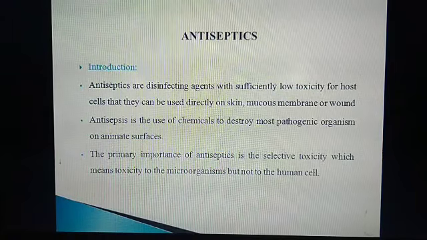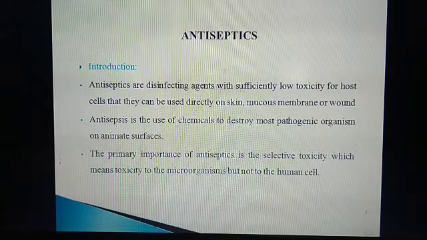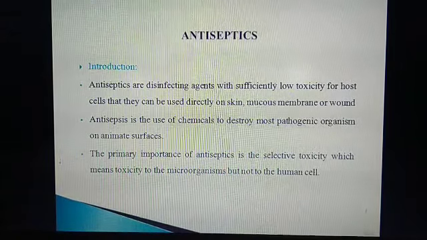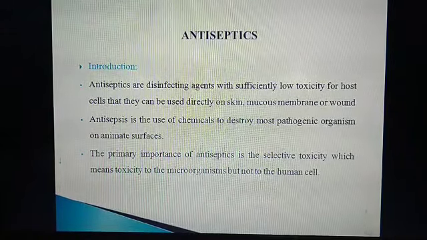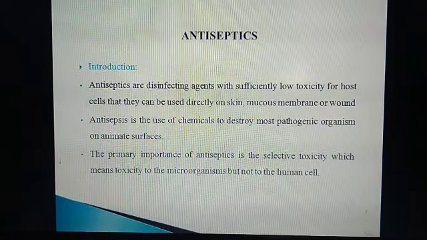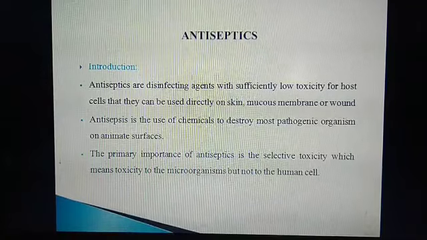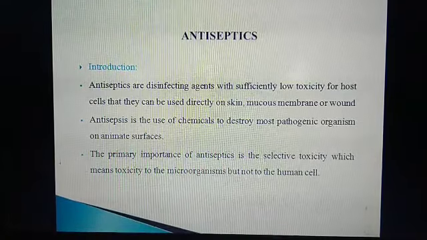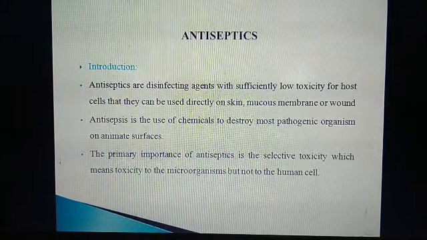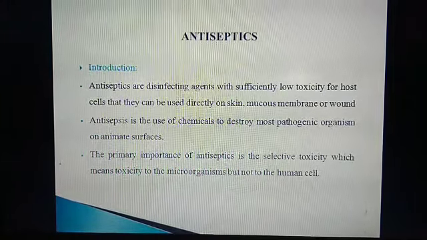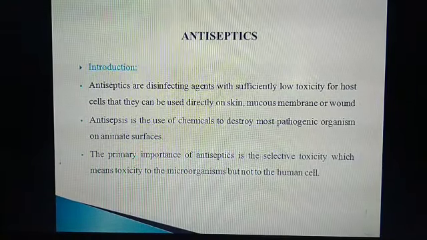So we can use these antiseptics directly on the skin, mucous membrane, or wound. Actually, sepsis or antisepsis is the use of chemicals to destroy most pathogenic organisms on animate surfaces. That means living surfaces, in the sense of skin, where we can apply these kinds of drugs to destroy pathogenic organisms like bacteria, fungus, viruses, and all this.